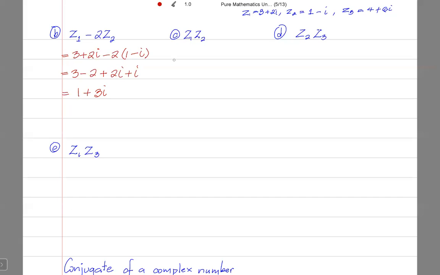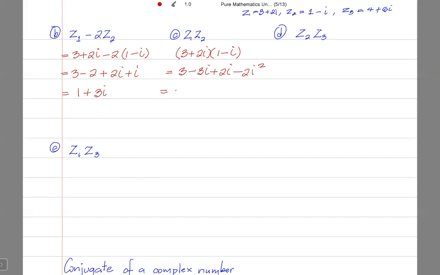Z1 times Z2, so Z1 is 3 plus 2i, multiplied by Z2, which is 1 minus i. I'm going to multiply 1 minus i by 3. 3 ones are 3. 3 times minus i is minus 3i. I'm going to multiply 1 minus i by 2i. So 2i times 1 is plus 2i. A positive times a negative is a negative. 2i times i is 2i squared.